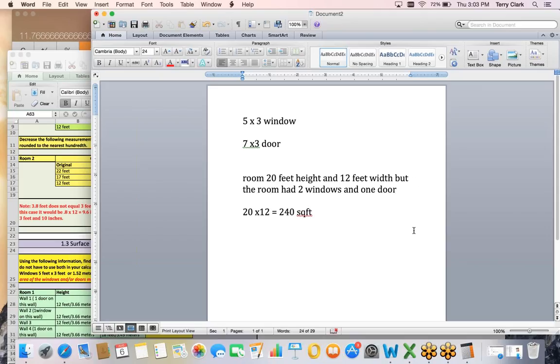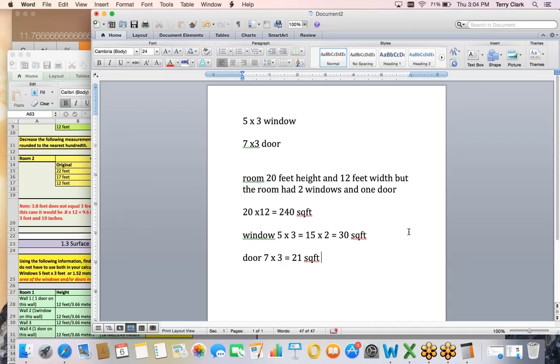Okay, so we had 2 windows. Now each window is 5 by 3, which is going to be 15. Okay, but we've got 2 windows, so we can't just say 15 square feet. We got to go 15 times 2, which is going to give us 30 square feet. So we're going to have 30 square feet of window. And we had one door. So the door is going to be 7 by 3. So that's going to be 21 square feet of door.